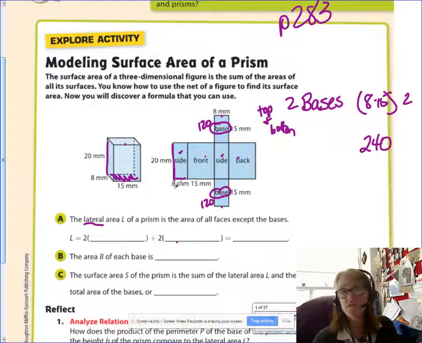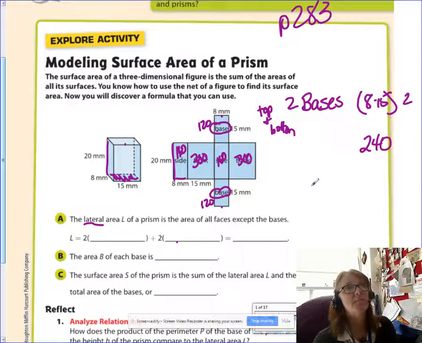Now, you could do all of these little rectangles separately, just to prove to you, you can. The skinny side on the left is 8 by 20, so that'd be 160. That means this is 160. And then these larger rectangles from the front and the back are 15 by 20. And 15 by 20, that should give you 300.